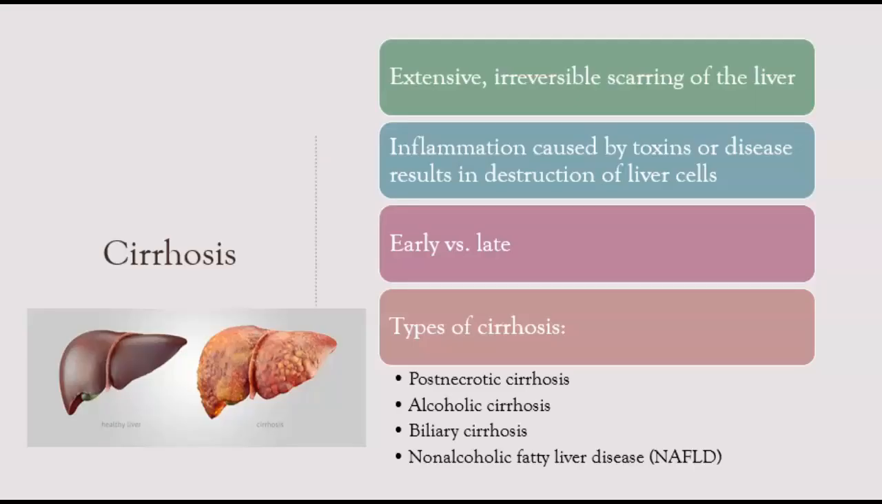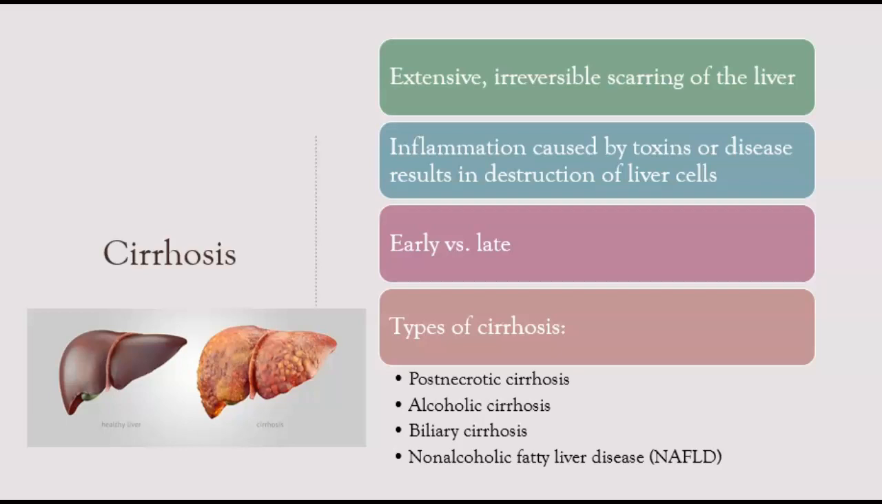First, we will cover cirrhosis. Cirrhosis is extensive, irreversible scarring of the liver, and inflammation is caused by toxins or a disease that results in the destruction of liver cells. The tissue becomes nodular, and it can block bile ducts and blood flow throughout the liver.